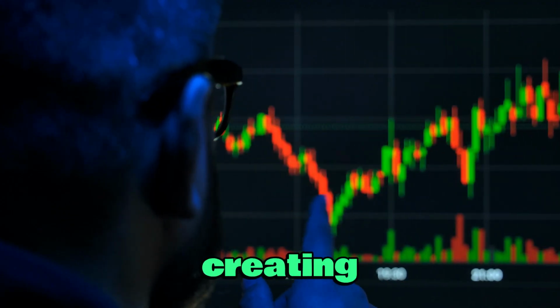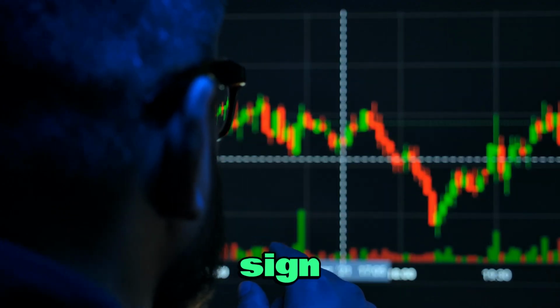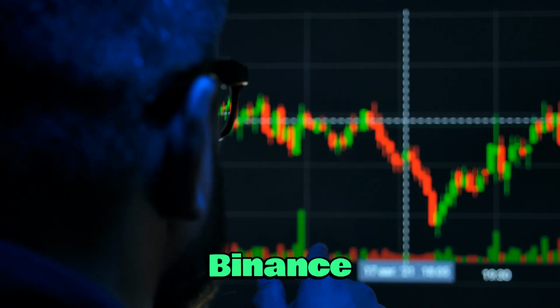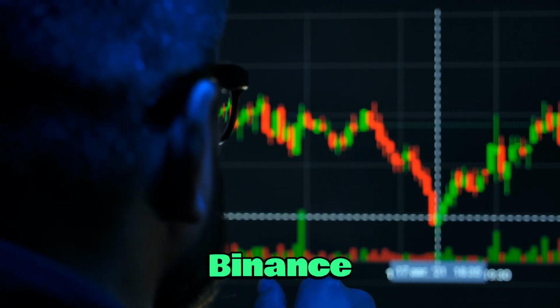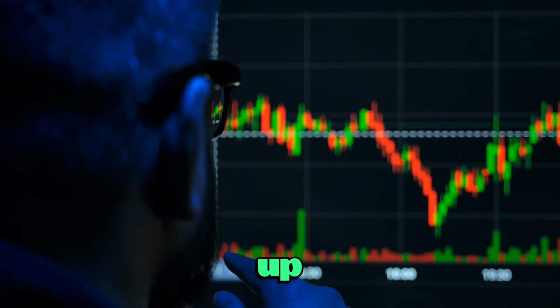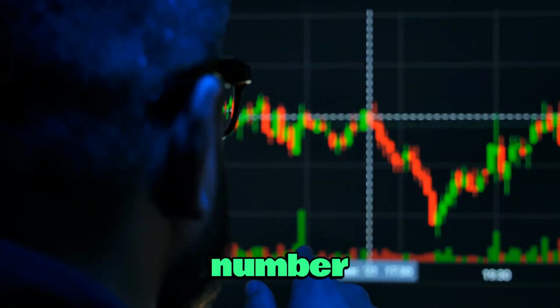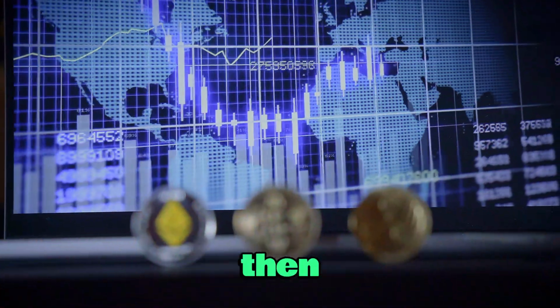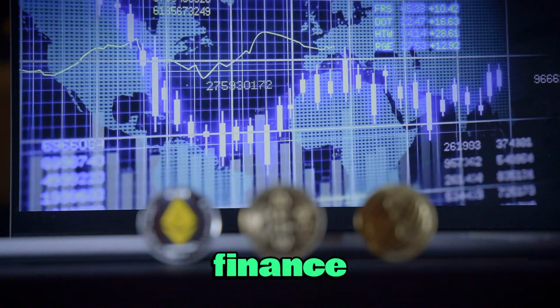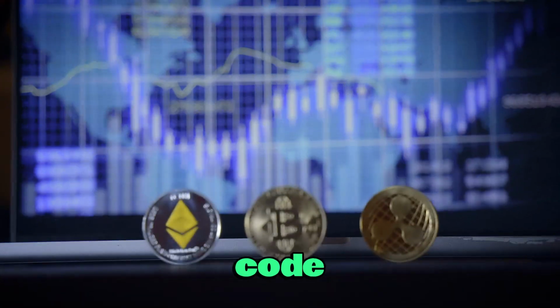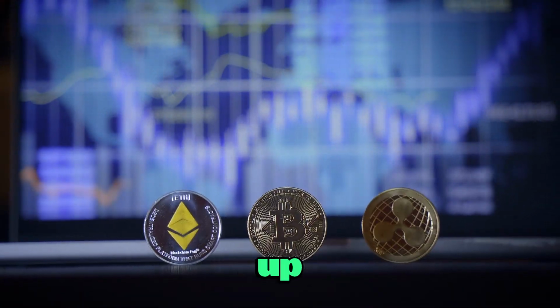Let's discuss creating an account on Binance. Sign up on Binance. Go to Binance.com or download the Binance app. Click Sign Up and enter your email or phone number. Choose a strong password, then hit Create Account. Binance will send you a verification code. Enter it to complete the initial sign-up.